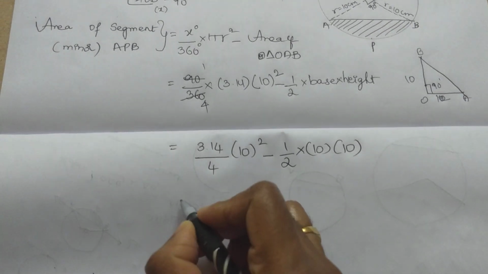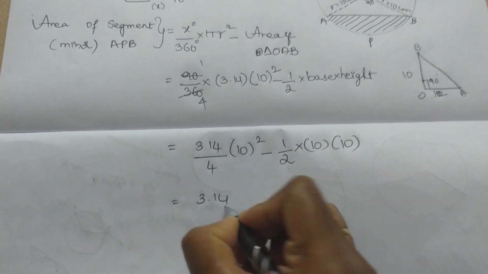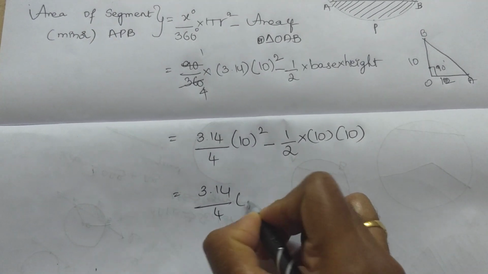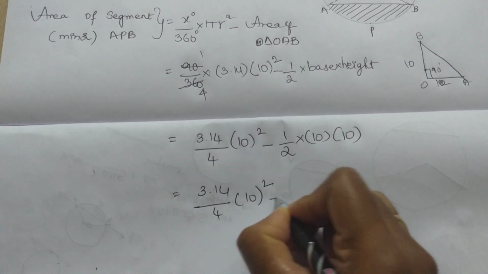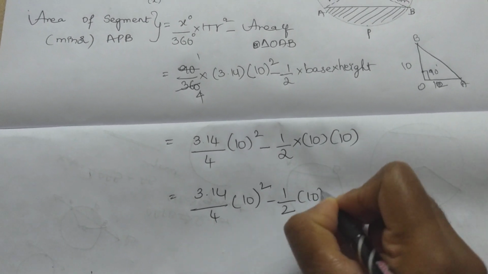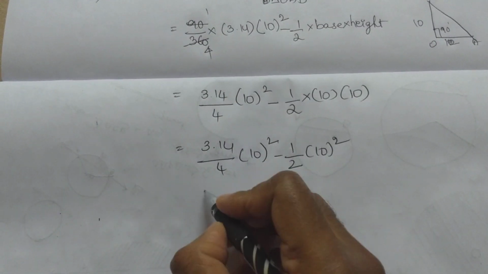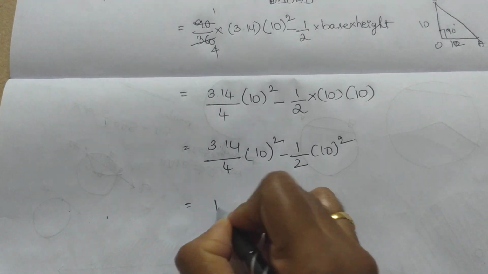So in the next step, what will I do? 3.14 by 4 into 10 square minus 1 by 2 into 10 square. In the next step, I will take 10 square common.